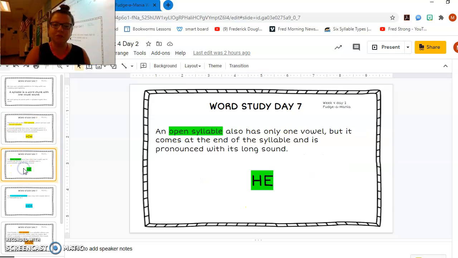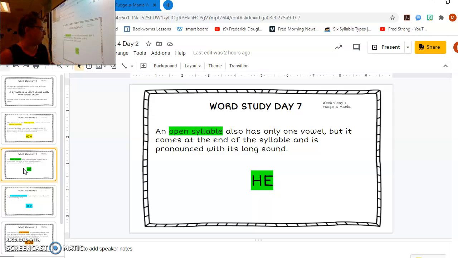The second type of syllable was an open syllable, like in the word he, where we have the vowel at the end of the word. And that vowel will always have a long sound. We pronounce it with a long sound. So he is an open syllable.